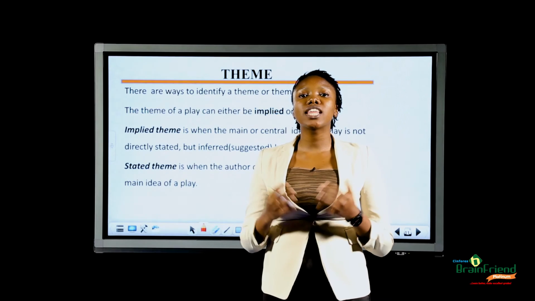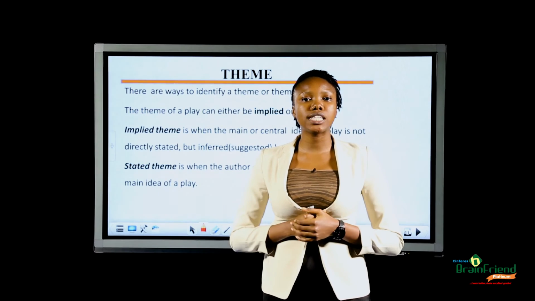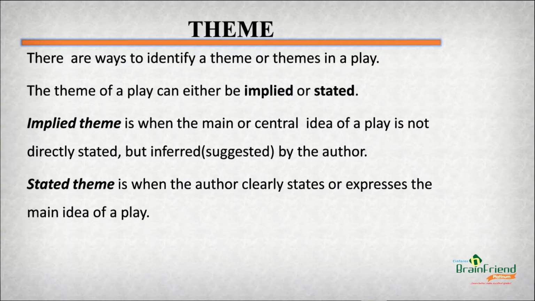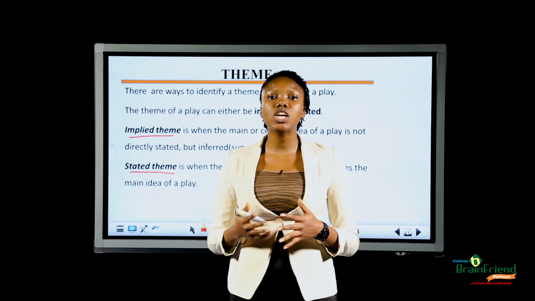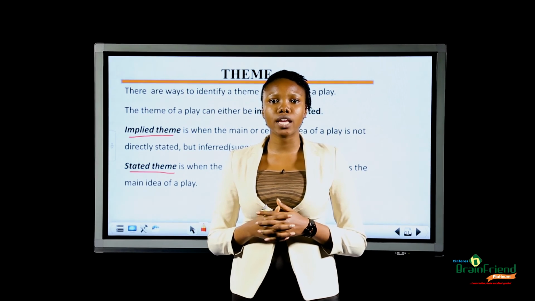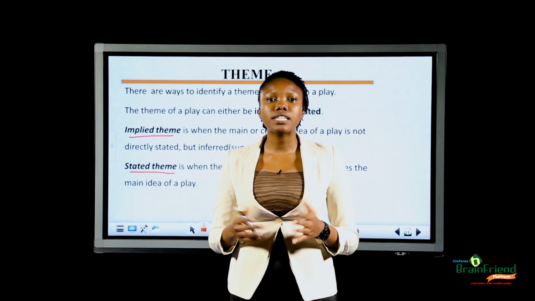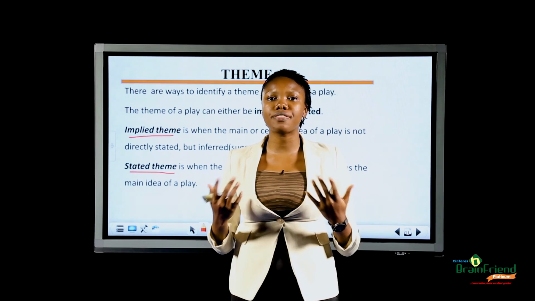There are two ways a theme or themes can be identified in a play. The first we have is implied and the second is stated. When we say implied, we mean that the playwright does not clearly or directly state the theme of a play. He just suggests this theme by the use of his characters, actions, and scenes. The theme is suggested by the characters through their dialogues.